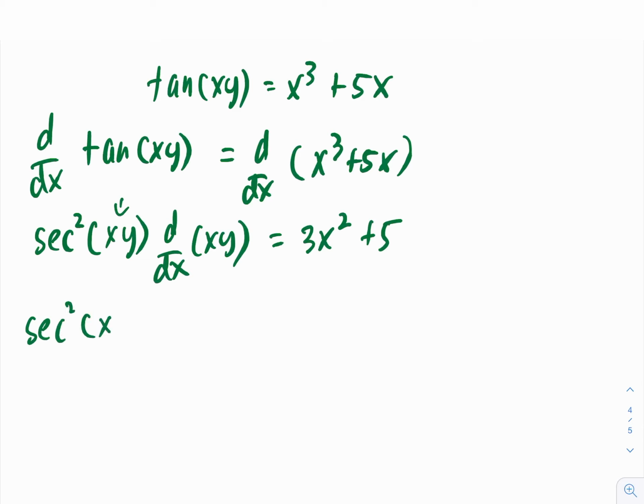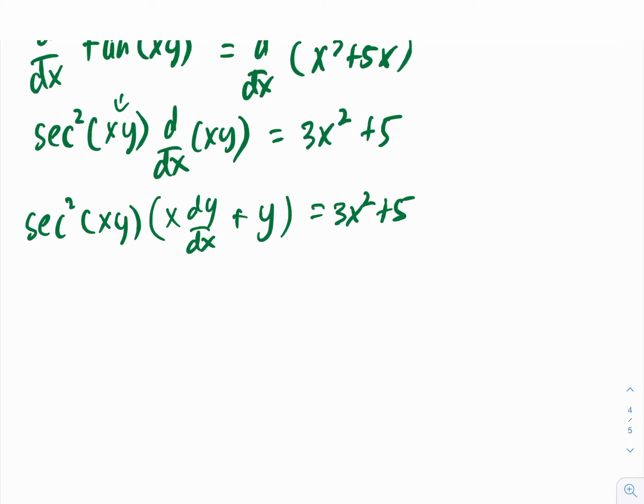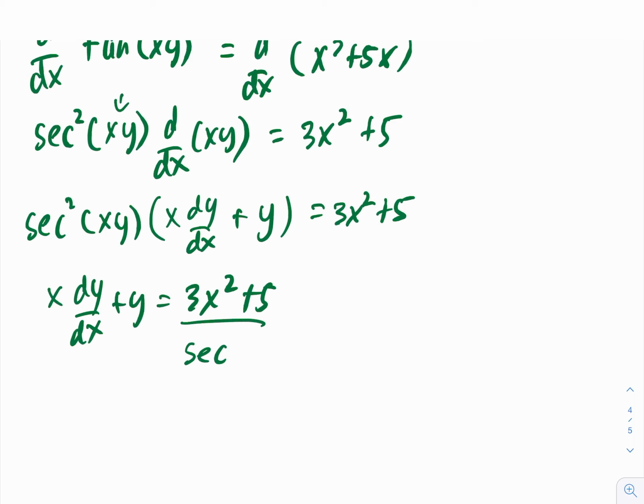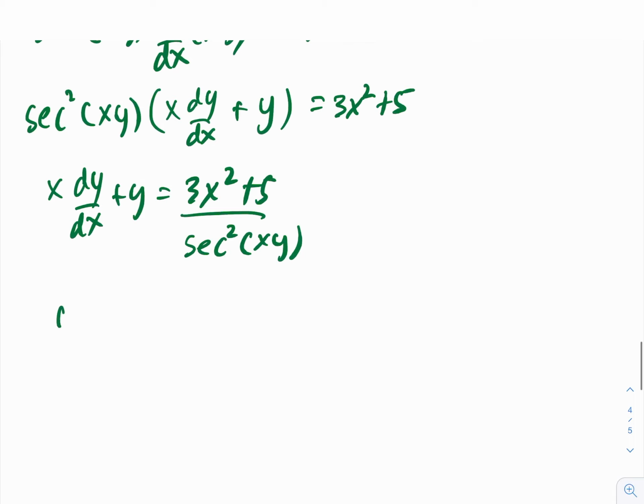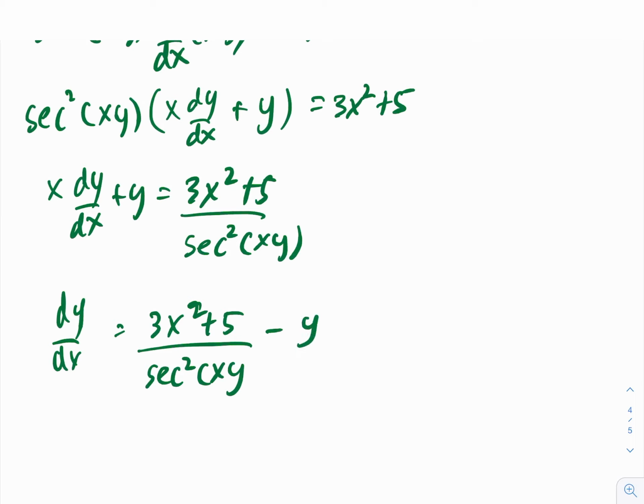So sec²(xy), again, if we differentiate xy, we can use the product rule. So we'll have x dy/dx + y multiplied by 1 equals 3x² + 5. Again, we have to rearrange since we want to find dy/dx. So x dy/dx + y equals (3x² + 5) divided by sec²(xy), and dy/dx is equal to (3x² + 5) over sec²(xy) minus y, and divide everything by x, or you can write it down as over x over x.